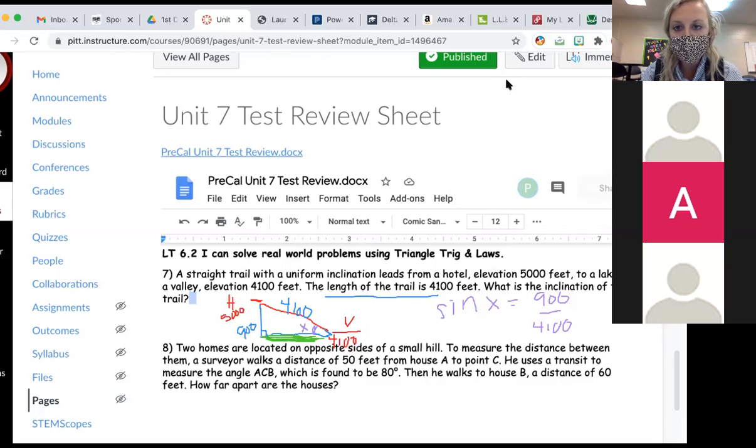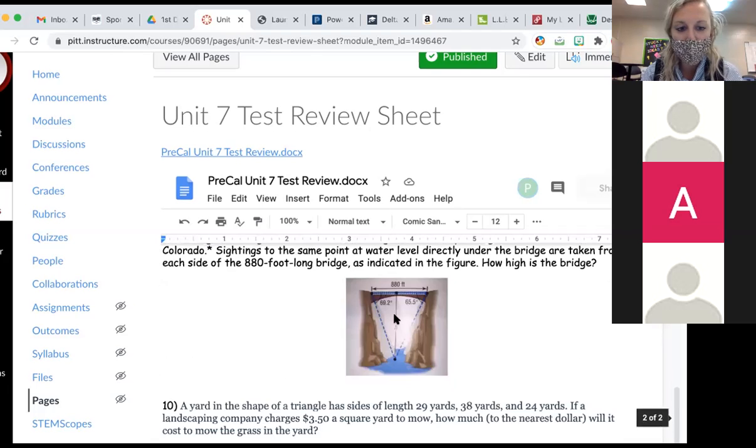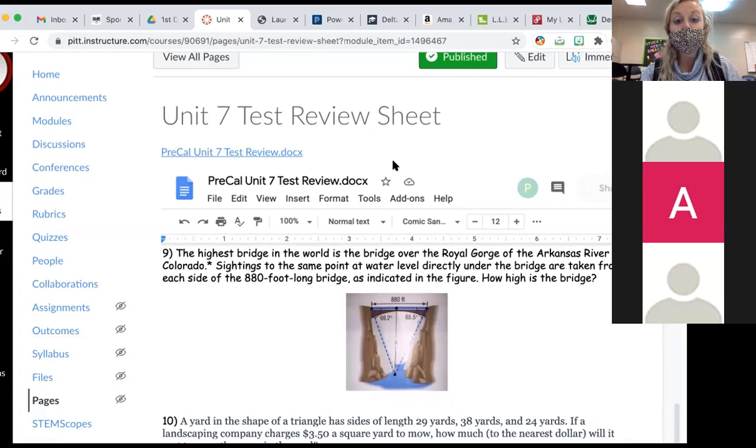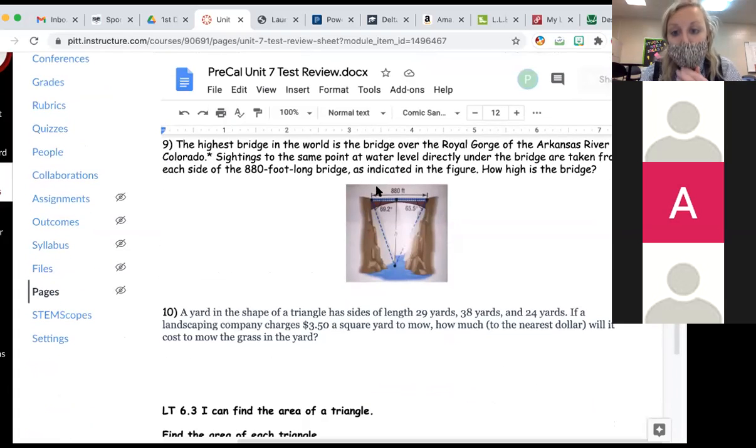Now I'm gonna keep going then. So y'all said 9 and then 14. All right. Number 9, they gave you the picture. So let's see. Sightings, blah, blah, blah. How high is the bridge? So they literally gave you everything pretty much you need to know. We're looking for the height. This is just like one you had on a homework and in the notes.